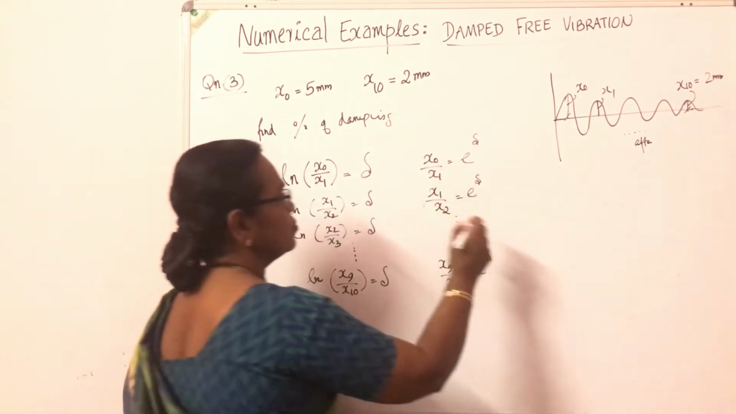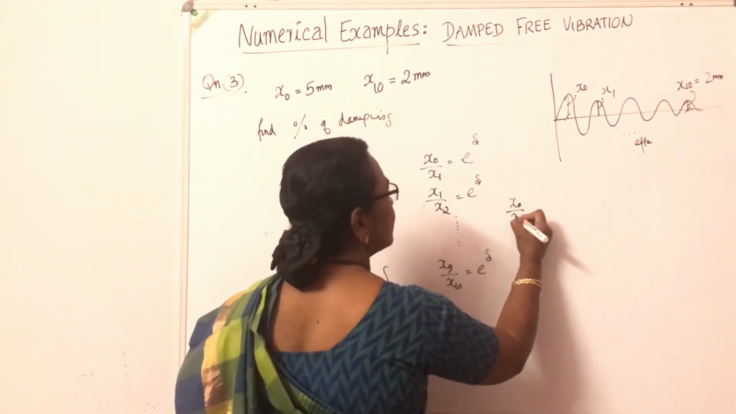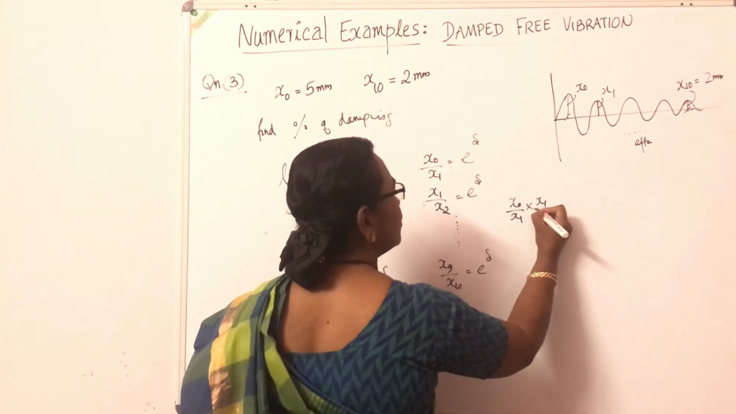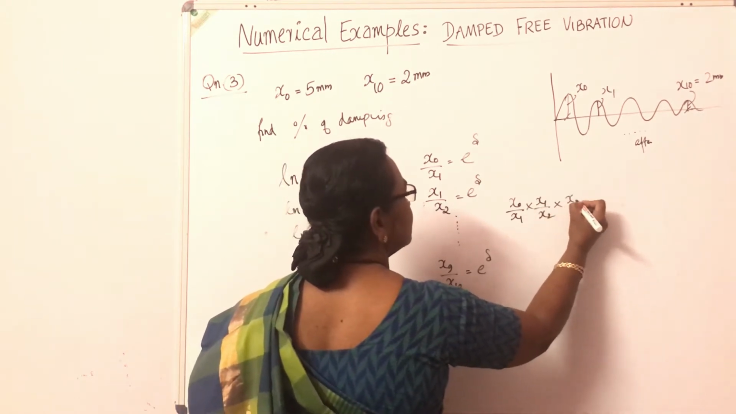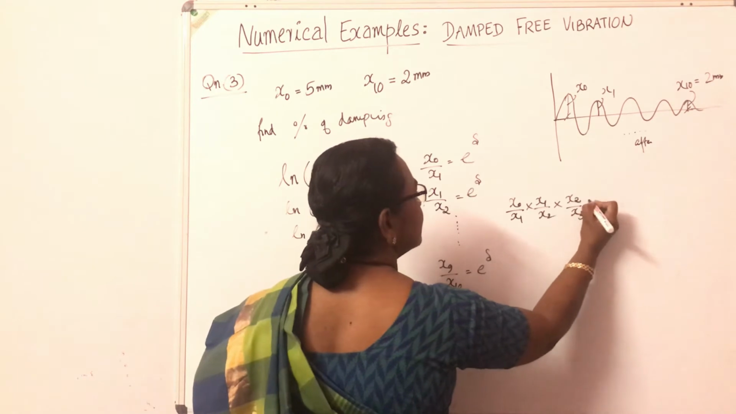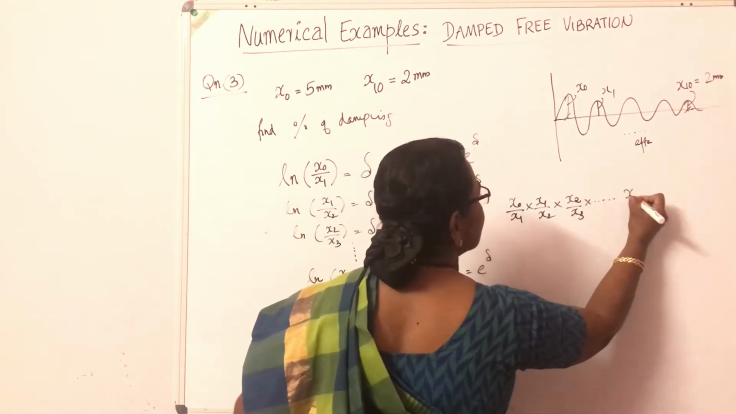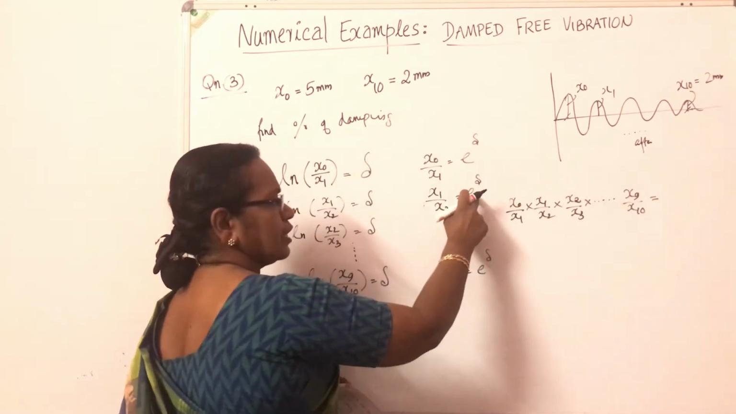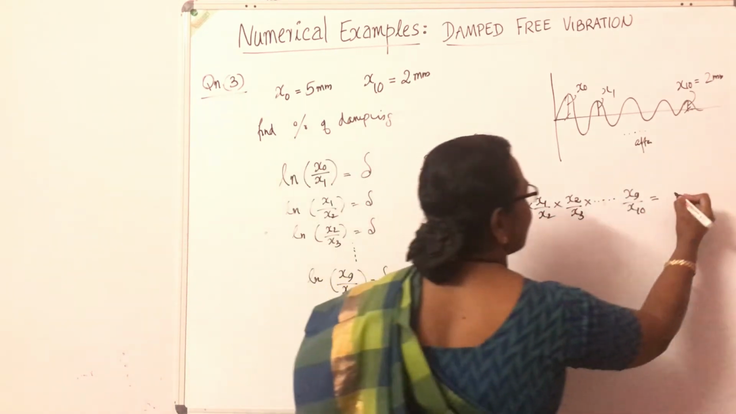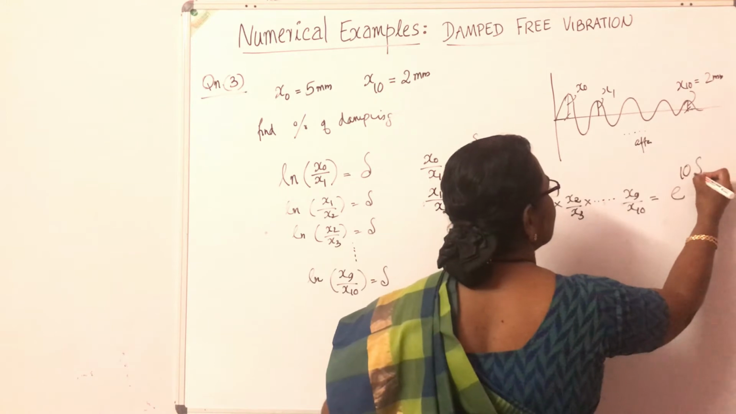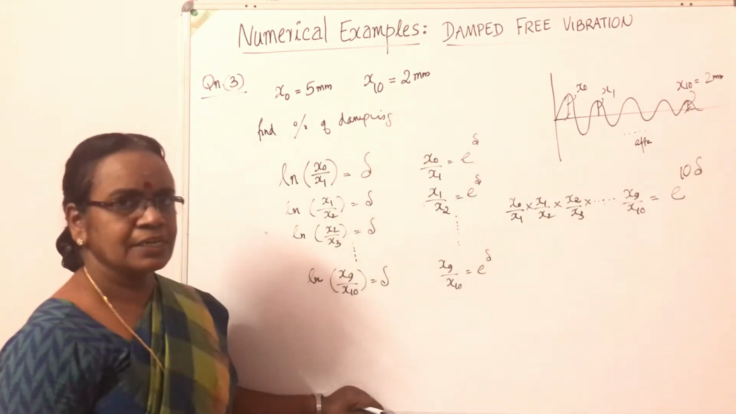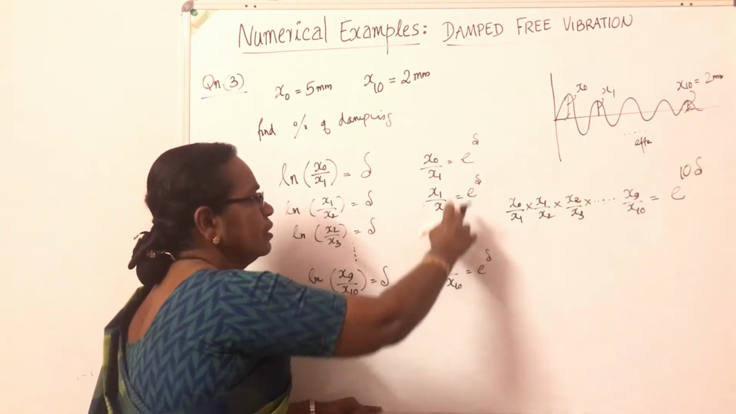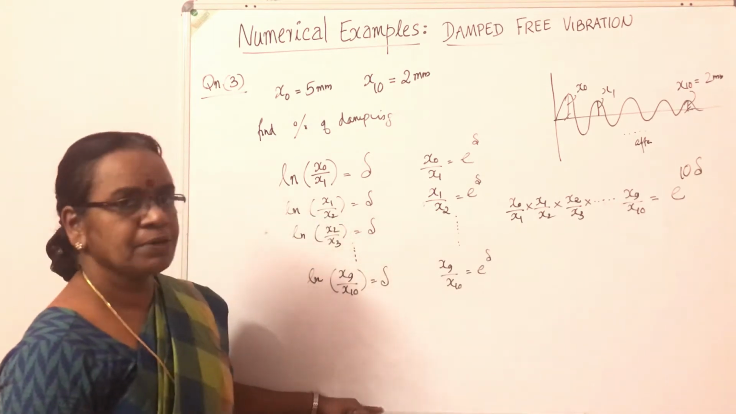So multiply all these together: x0 by x1 into x1 by x2 into x2 by x3 and so on up to x9 by x10. On the right-hand side, that will be e raised to 10 delta.